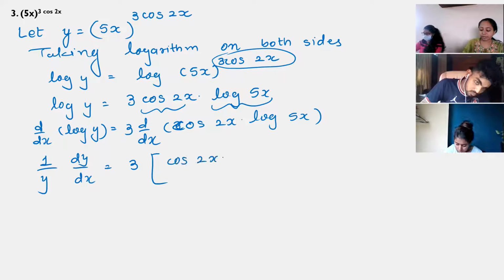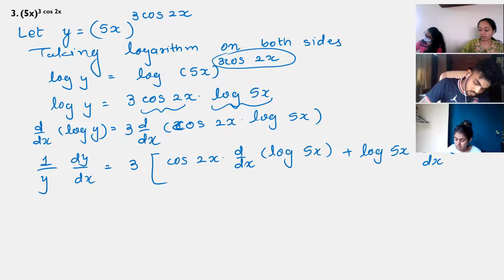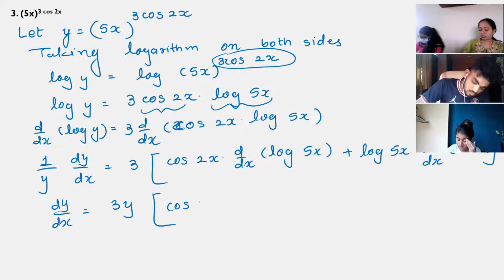First quantity as it is. Differentiation of log 5x is as it is, and differentiation of cos 2x. 1 by y, so y can multiply that side. So it becomes 3y and cos 2x log 5x.